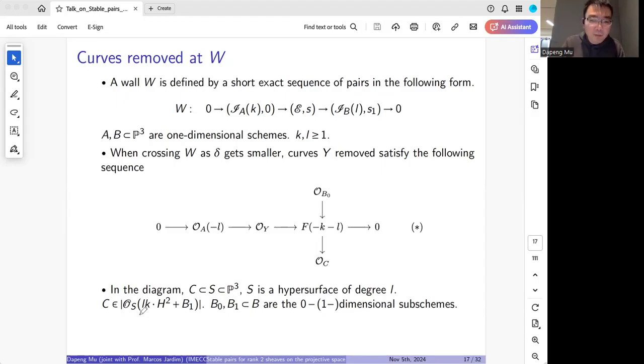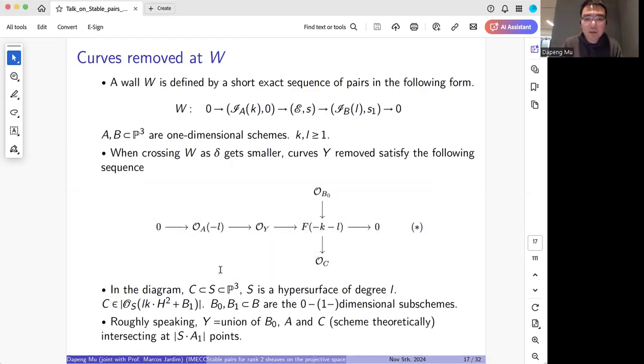Simply speaking, the degree of C is L times K larger than the degree of B1, where B1 is the one-dimensional component of B. So C is a curve in S, in some hypersurface of degree L, where L is this twist, but it has degree larger than the degree of B. It's some curve with larger degree. And this Y is the union of the three objects A, B0, and C, scheme theoretically.